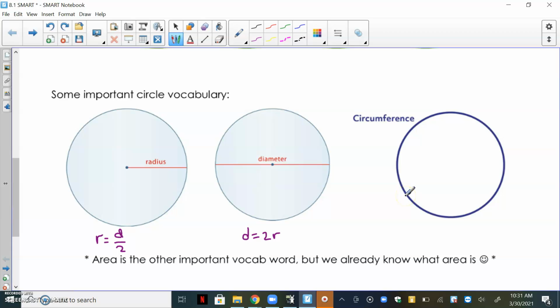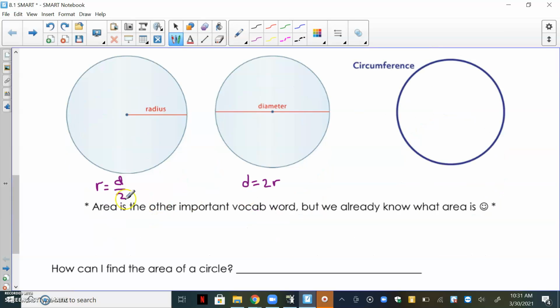The last vocab word is the circumference. The circumference is just that entire distance around the circle. In fact, it's just a fancy word for perimeter. Circles are so special that they have their own special word for their perimeter. So it's just that distance around that circle. The area, of course, is the other important word, but we already know what that is, so I don't need a picture for it.